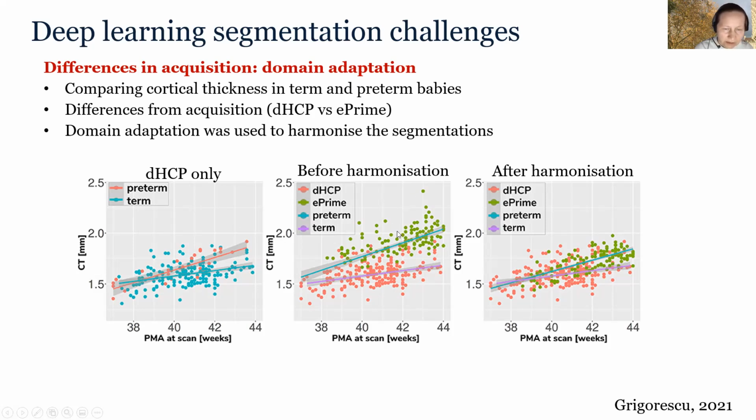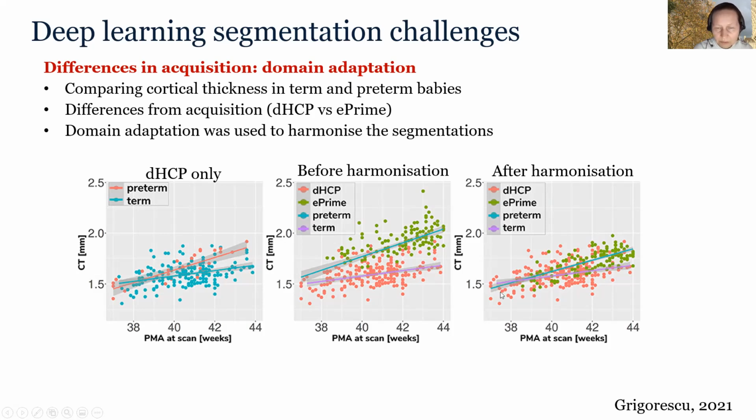Now, in this second graph, we compare the cortical thickness of the DHCP and ePrime, and here you can see the problem that contrast in ePrime makes the cortex thicker. So we see that there is significant difference between the two databases. So obviously we cannot just pool this data together and make analysis because we have significant effect from the acquisition, which is unwanted. And also when we fit some linear model to term and preterm, we see that there is a different pattern compared to the one when we use just one database.